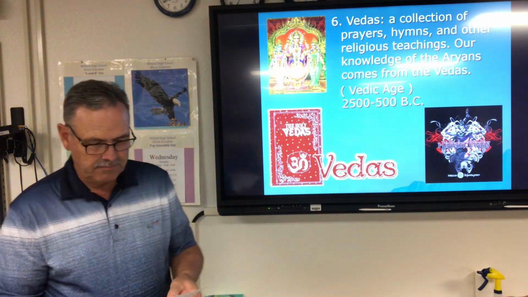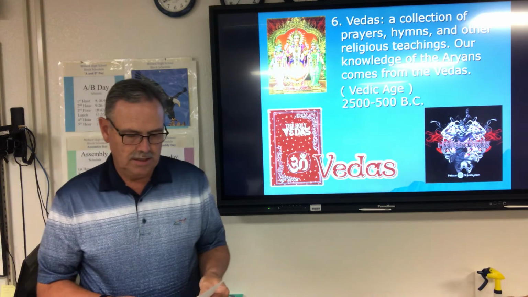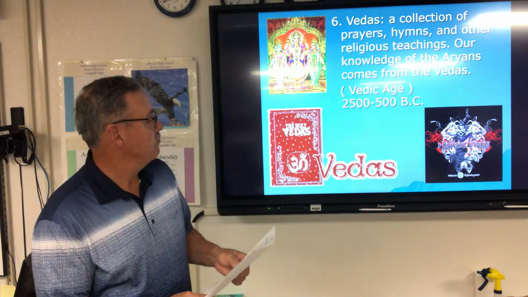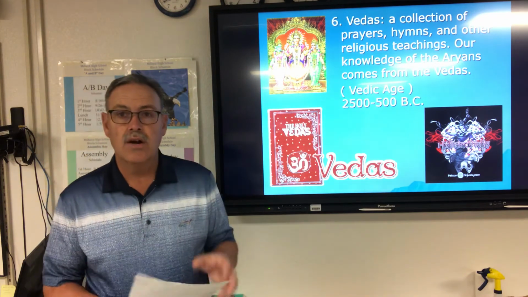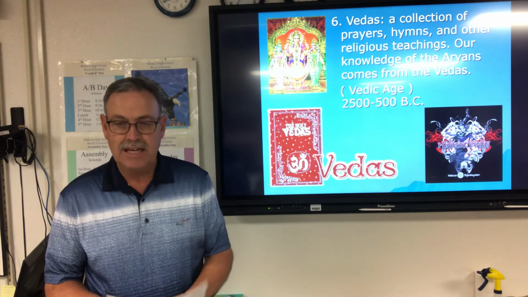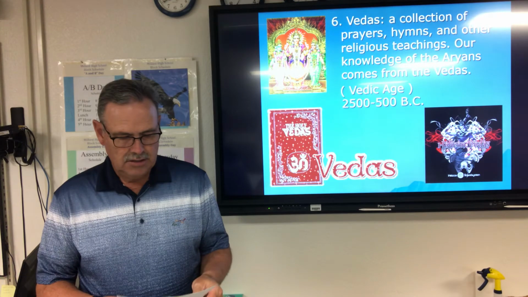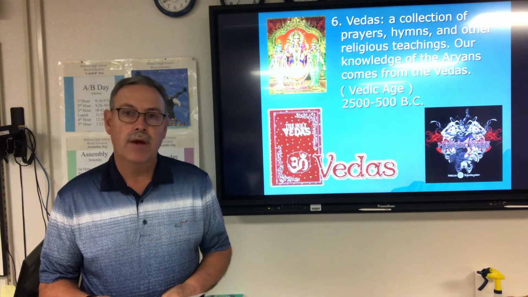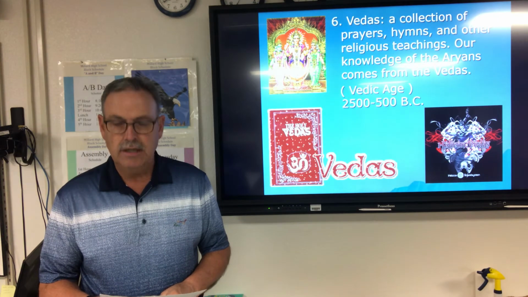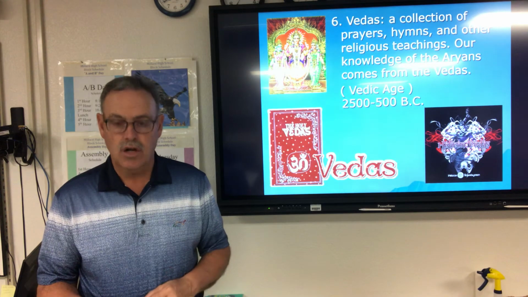So the next one, the Vedas, approximately 2000 BC. It was a collection of prayers, hymns, and other religious teachings. And our knowledge of the Aryans comes from these Vedas, and this is also a time called the Vedic Age. So around 1000 BC, they started writing a language called Sanskrit, and this is one of the earliest writings, but those early writings were called Vedas.